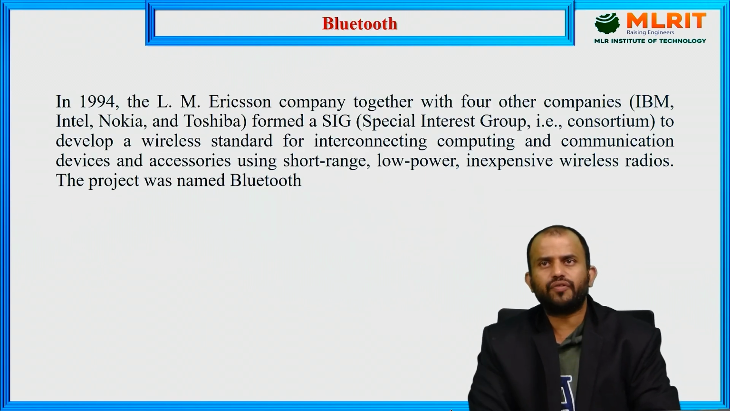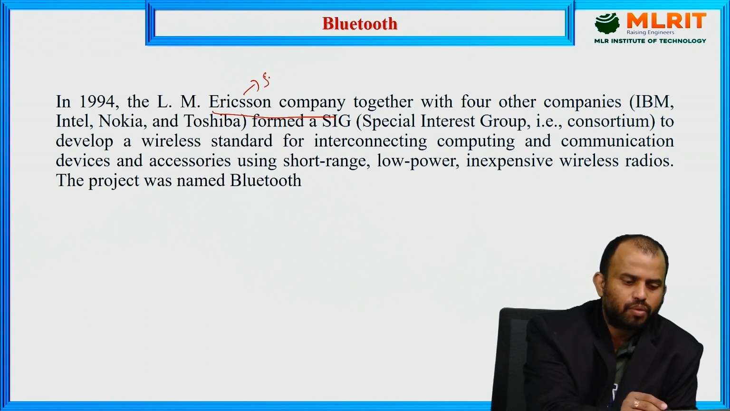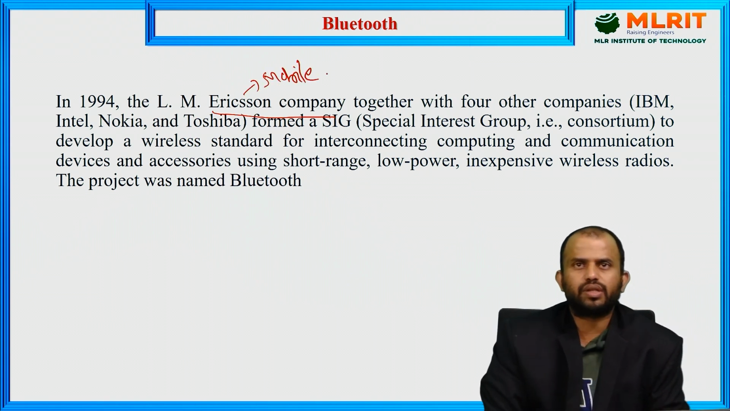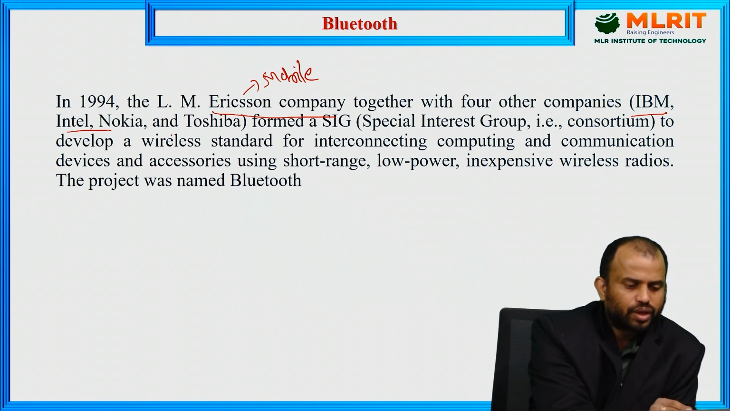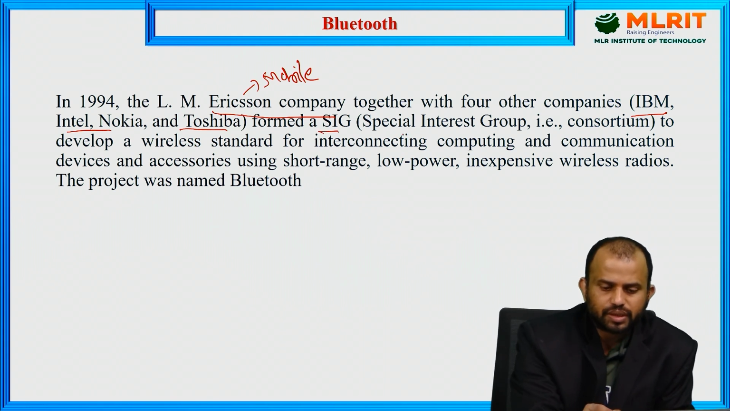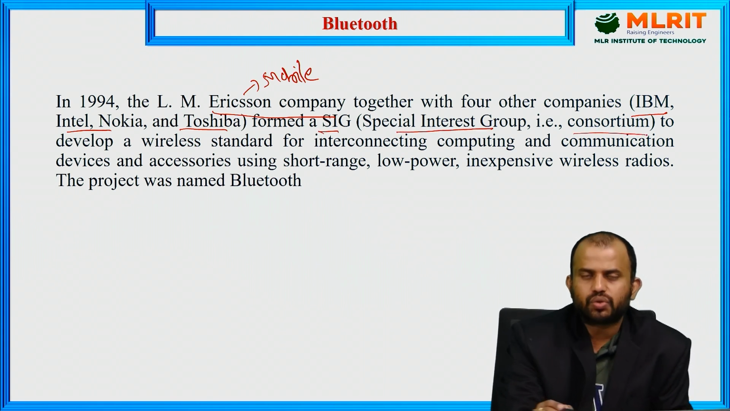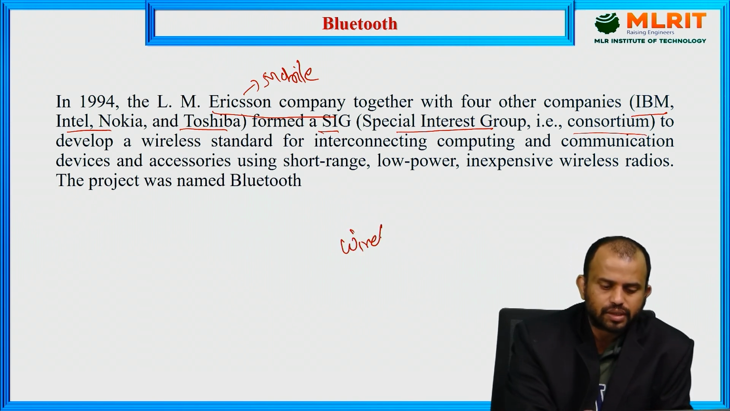Bluetooth began in 1994 with Ericsson, a mobile phone based company that later became Sony Ericsson. They initiated the development of Bluetooth devices together with four other companies: IBM, Intel, Nokia and Toshiba. Together they formed a small group we call the SIG, which means Special Interest Group, a consortium. This SIG group developed the wireless standard devices.